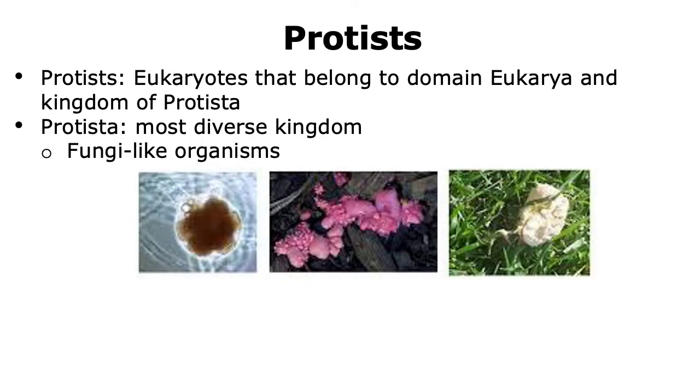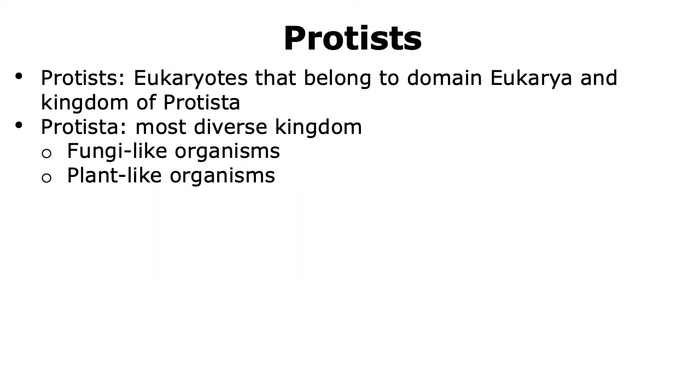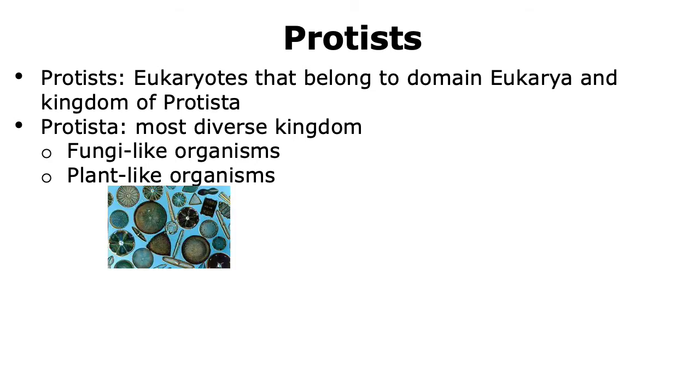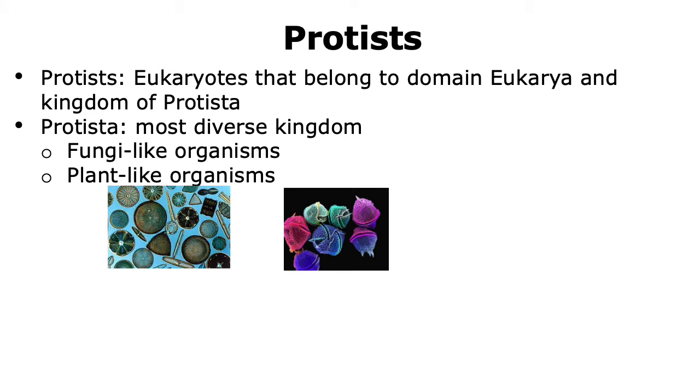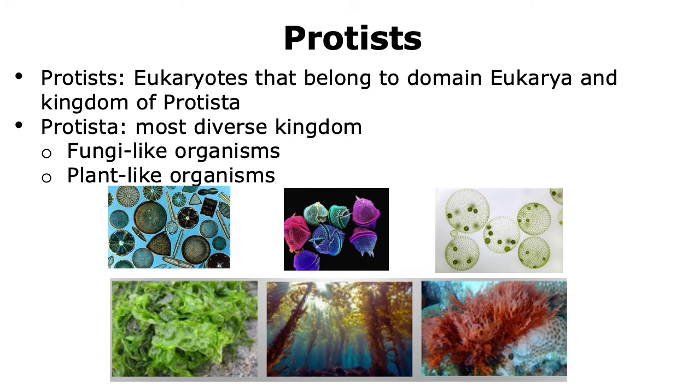These include the fungi-like organisms that have a cell wall but are heterotrophs. You also have plant-like organisms in the kingdom of Protista, which also have a cell wall, but they are autotrophs, which means they're able to synthesize their own carbon sources for energy. These include organisms like diatoms, the dinoflagellates, and the volvox. We also have the different types of algae like the green algae, the red algae, or the brown algae, and they all belong to the kingdom of Protista.